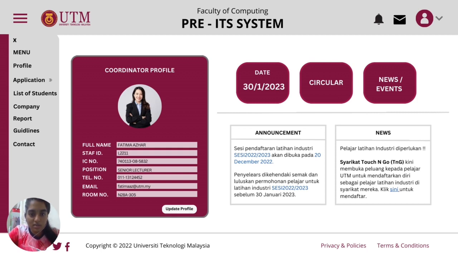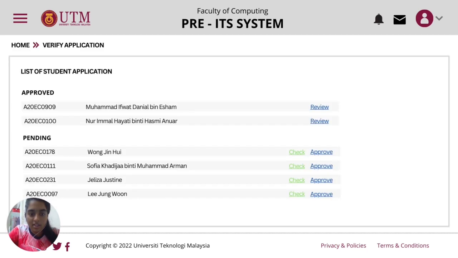In the application, this application module is again subdivided. After clicking the application, here the coordinator can see the verify module. The verify module is for the coordinator to verify the student's internship application. After clicking the verify, the coordinator will be directed to this page where it will show the list of students' application that has been approved and also the pending applications that need to be approved.